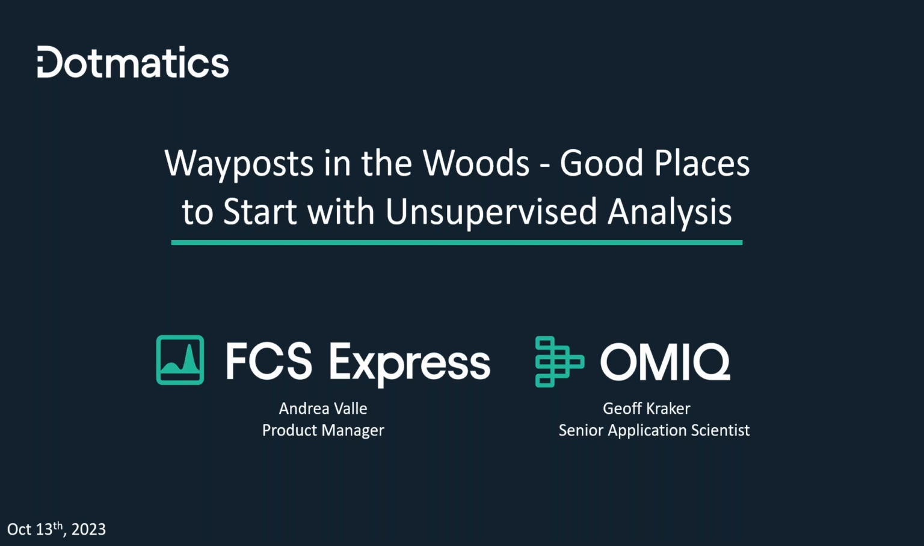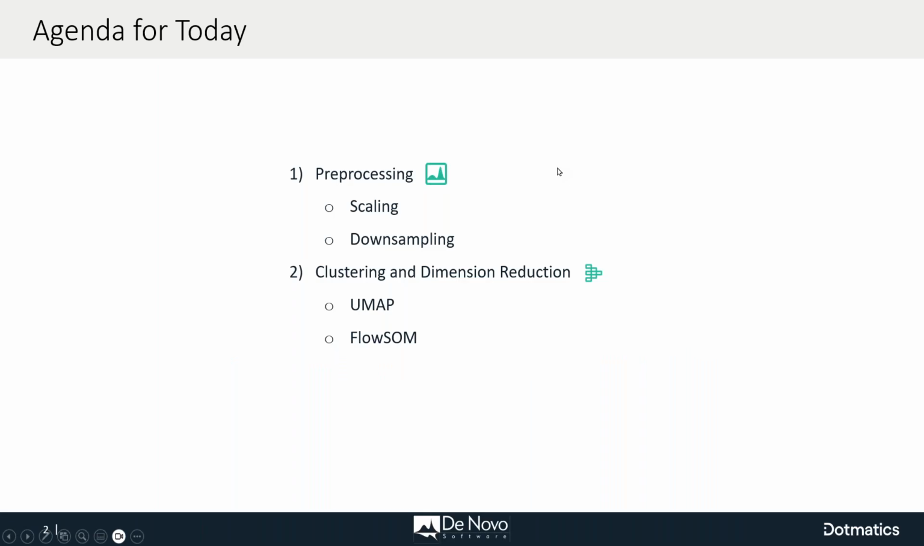So a very brief introduction on what we're going to see today. The agenda is split in two. We will see a couple of examples of pre-processing, namely scaling and downsampling, basically because those are the most wanted. You will probably run them almost every time you do high-dimensional data analysis. And then we will see two examples of actual algorithms, namely UMAP and FlowSOM.